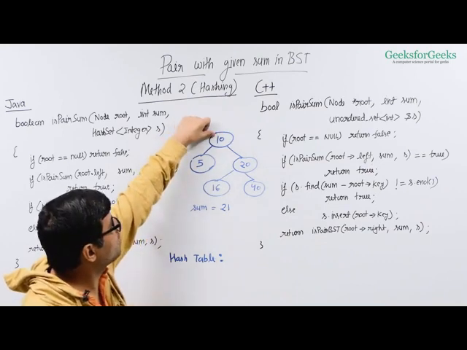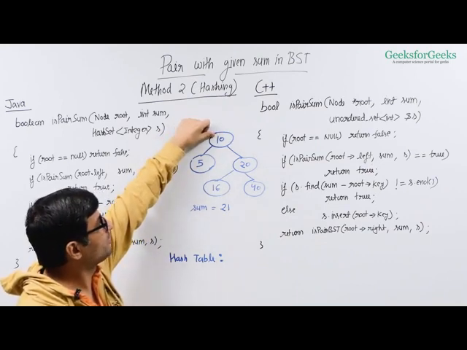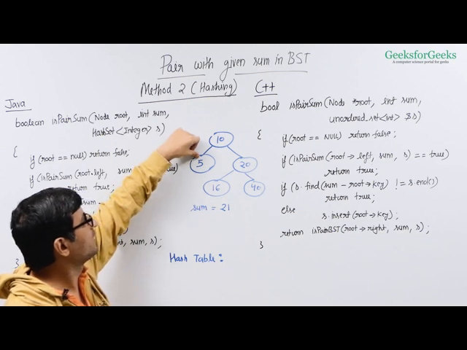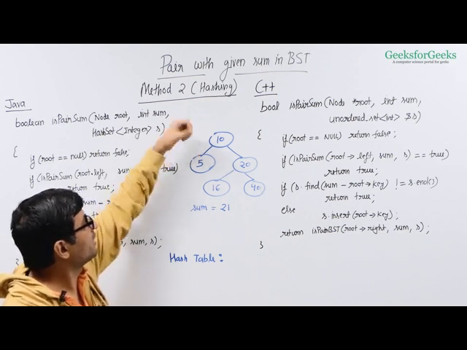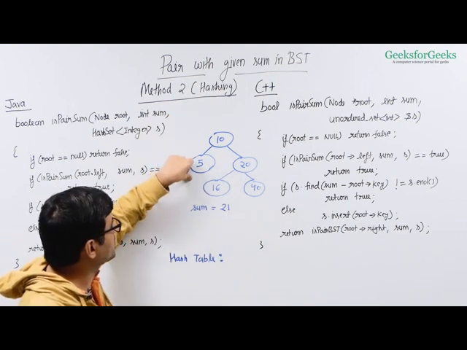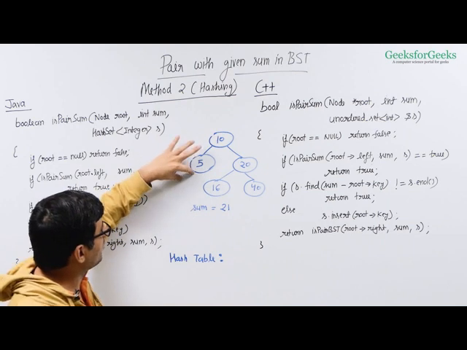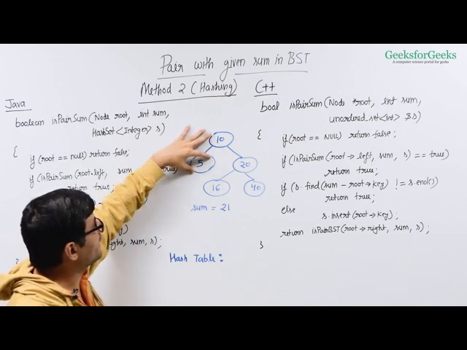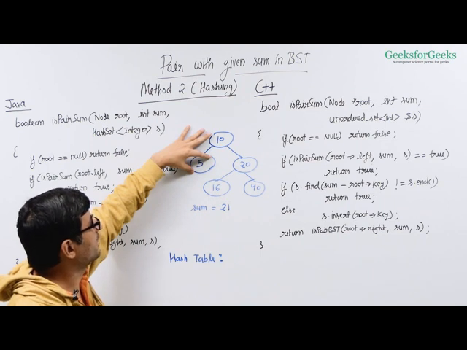We call it for the root. Root is not null, so we go to the second step where we call for left subtree. When we call for left subtree, root is again not null. So we again call for the left subtree. This time left subtree is null. So this call returns false. So this particular function, which is for 5, has done its execution for the left child. Now it's going to check itself.